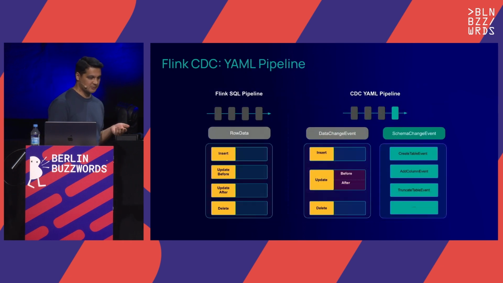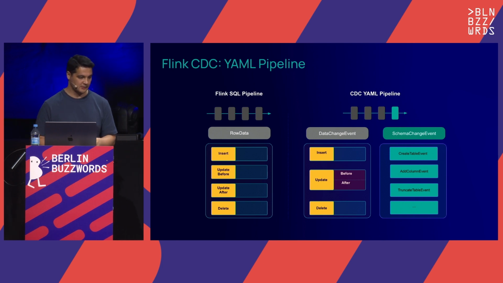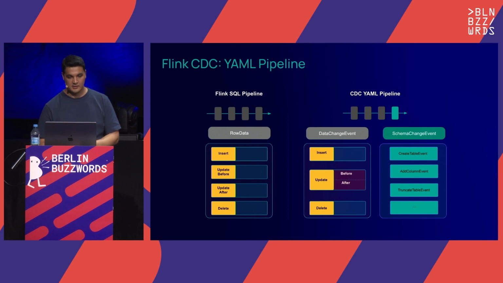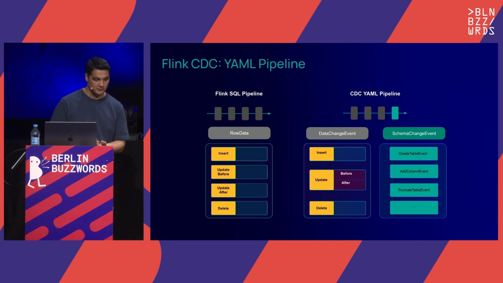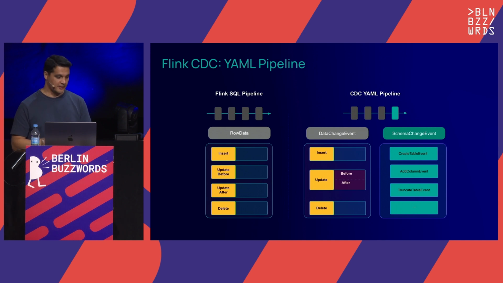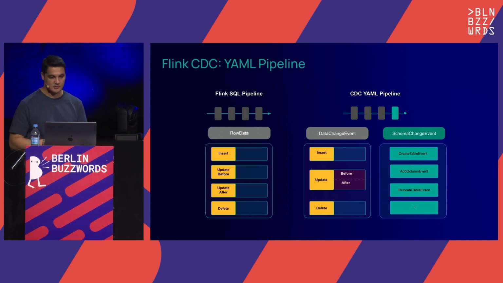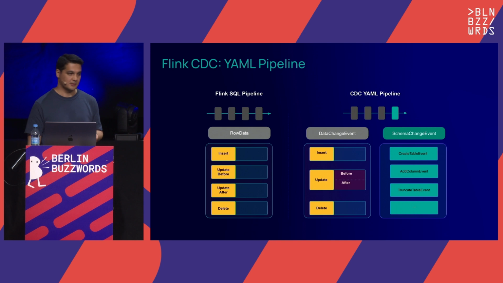Just to mention the difference between the Flink SQL pipeline and the YAML pipeline. For the SQL pipeline, we have an internal data structure called raw data, which matches basically the Debezium format. It collects all the events, such as insert, update before, update after, and delete. On the other hand, with the YAML CDC pipeline, we have an internal structure for the data change itself and the schema change itself.